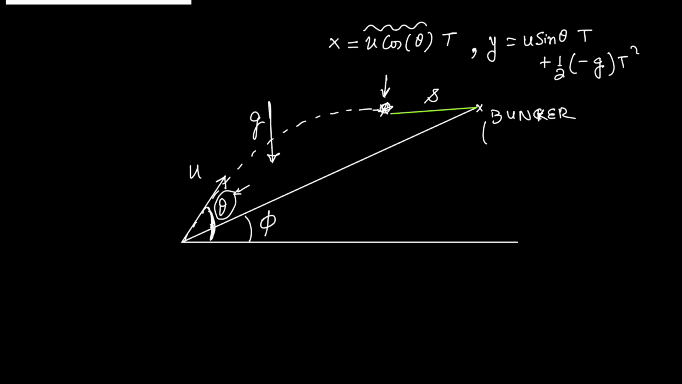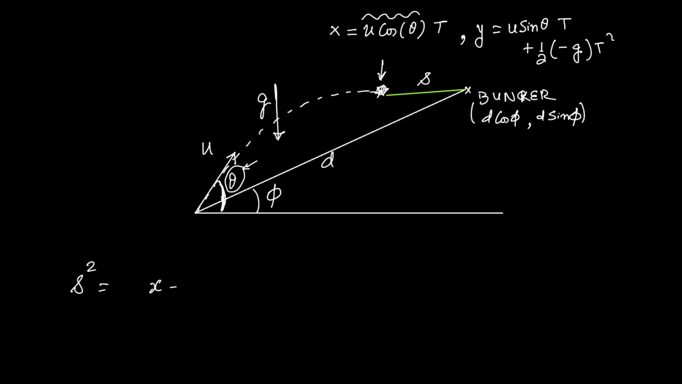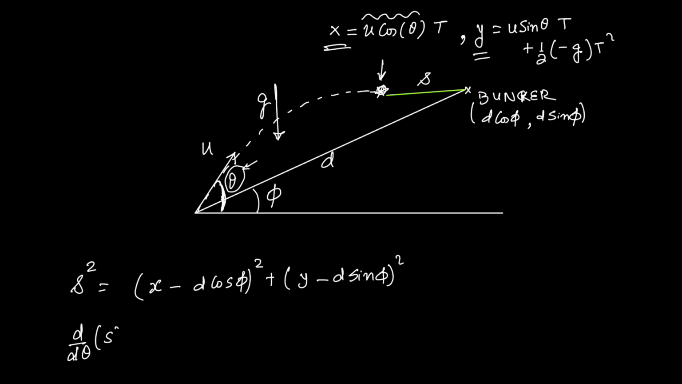And the coordinates of the bunker are d cos phi and d sin phi. Now the separation between these two points, from the distance formula, is a square root, but rather than taking the root, I am just squaring s. So s square is (x minus d cos phi) whole square plus (y minus d sin phi) whole square. We put x and y here, and then see for what value of theta s square is a minimum. When s square is a minimum, s automatically will be a minimum. So we put d by d theta of s square equal to 0, which will give the theta for which s square is a minimum.